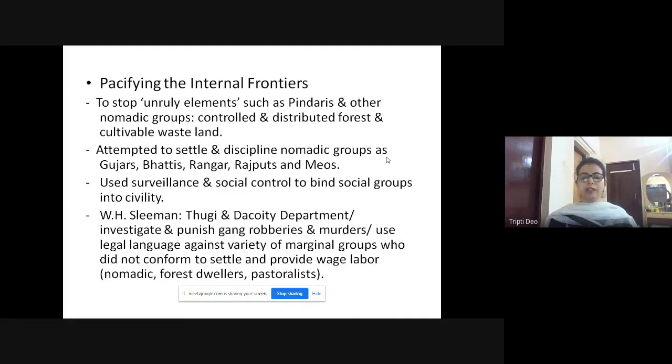headed this Thuggy and Dacoity department to investigate and punish gang robberies and murders, using legal language against a variety of marginal groups who did not conform, meaning did not abide to settle and provide wage labor. Now, what did Britishers need from them? They needed them to settle and be their laborers. They wanted them to settle, either be agriculturalists or give them other kinds of laboring activities like wage laborers. So that's what they expected from these nomadic forest dwellers and pastoralists.